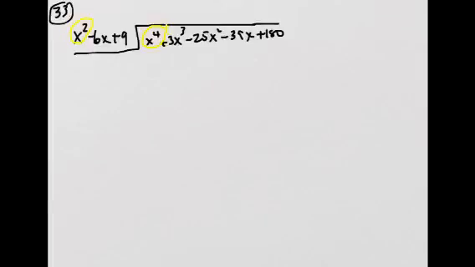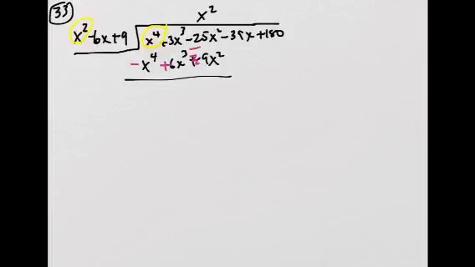Alright, so 33, you work again another long division. So you ask yourself x squared times what gives you x to the fourth, and the answer to that is x squared. Then you multiply, minus 6x cubed plus 9x squared. Now we're going to subtract, so we're going to add the opposite.